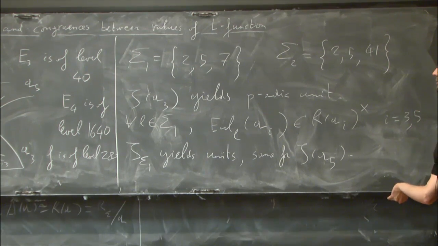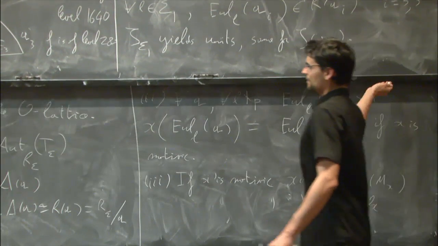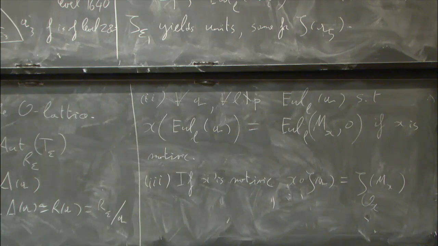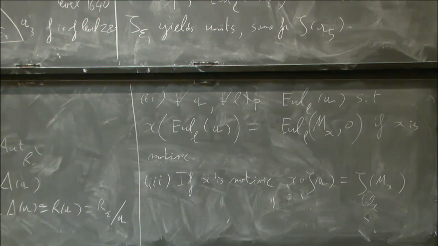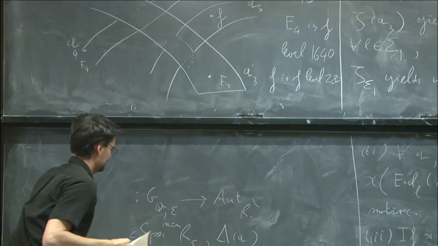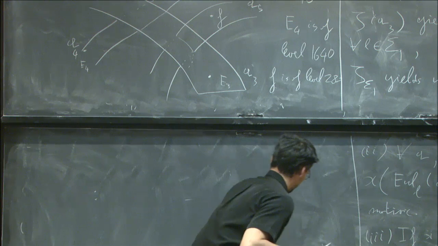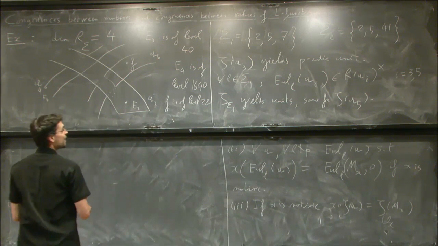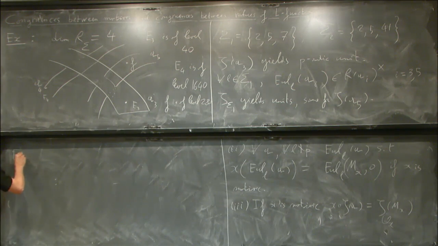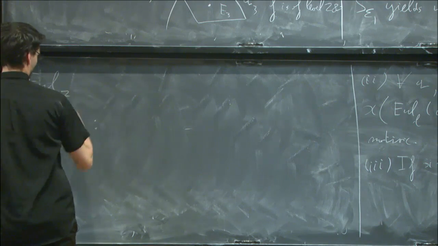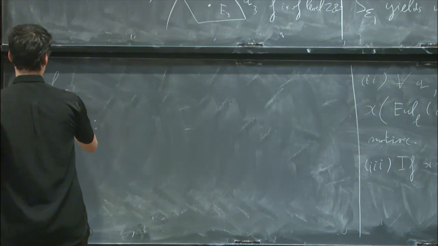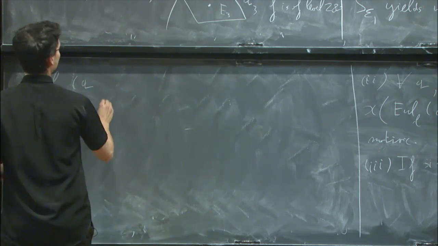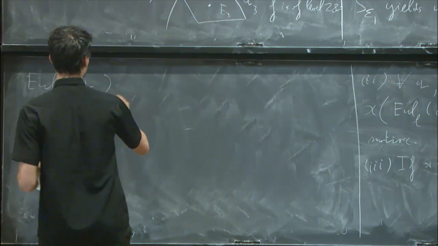But on the other hand, on the irreducible component number 4, the one containing E4, we have that the Euler factor at 7, at 41, of A3 is not a unit.